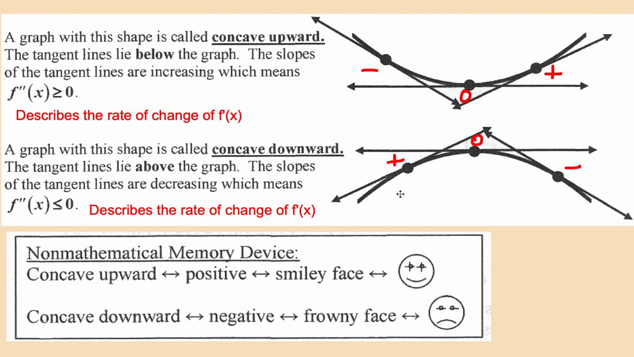Also, a graph with this shape, concave downward, going from left to right, the slopes are positive, 0, and negative. The tangent lines are above the graph. The slopes are decreasing, which means the second derivative is less than 0, because the second derivative describes the rate of change of the first derivative.